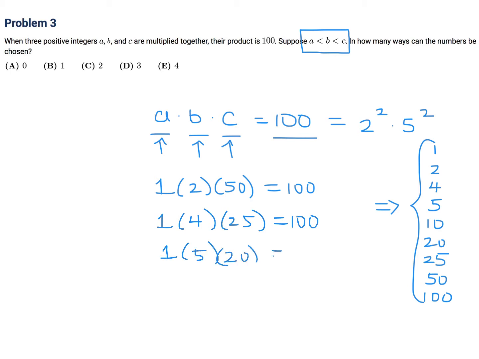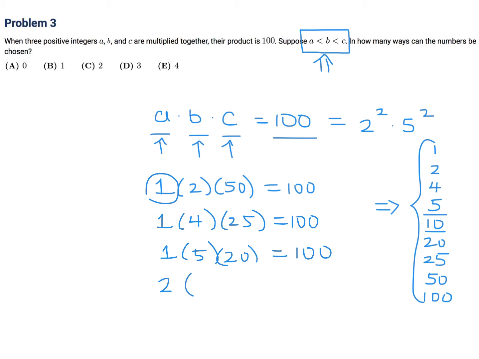Okay, so I think I'm done with the 1 for A, because if I go higher than 5, for example, if I use 10, then I would need a 10 for C, and I can't use the same number twice. So I think I've exhausted that. And also, I won't be able to meet this condition if I go higher than 5 for B. Okay, so now let's try another value for A. And I'm going to try 2 for A.